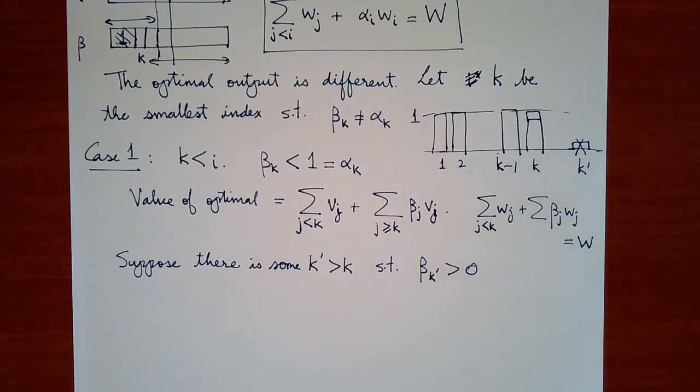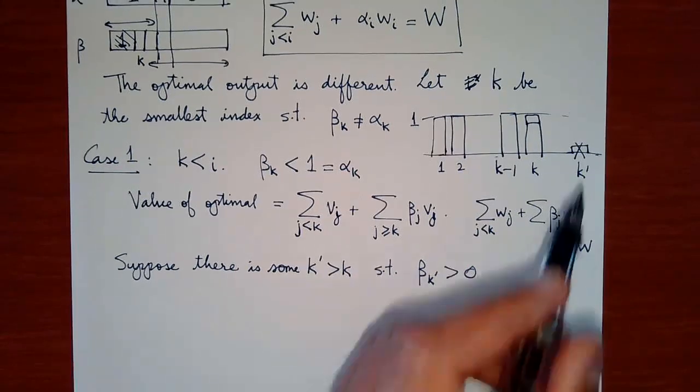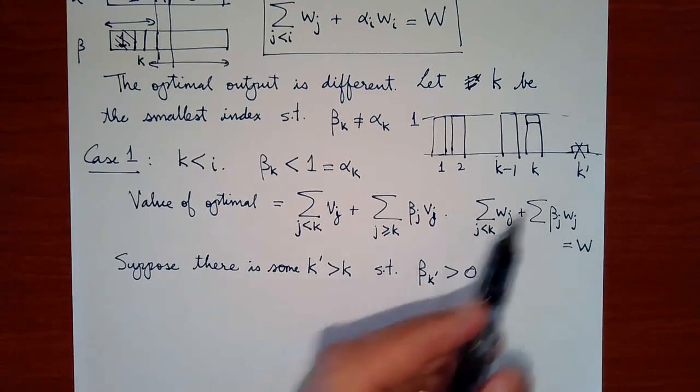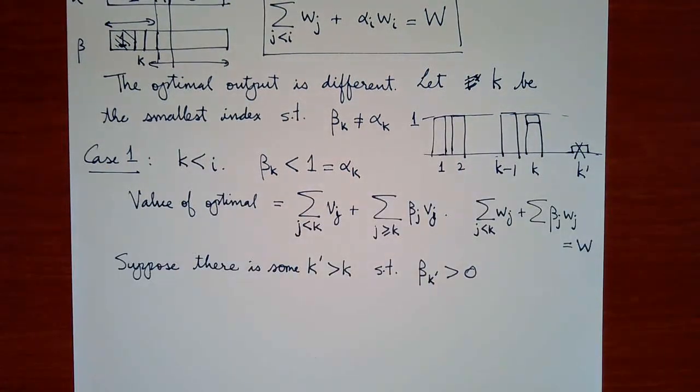Okay, so let's work this proof out. So what do you want to do? You want to take some weight from k prime and put it onto k. How much should you take? You can actually just take any infinitesimal amount.